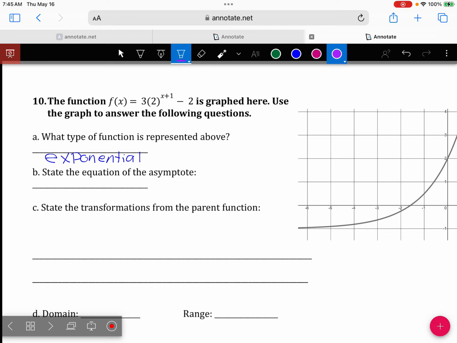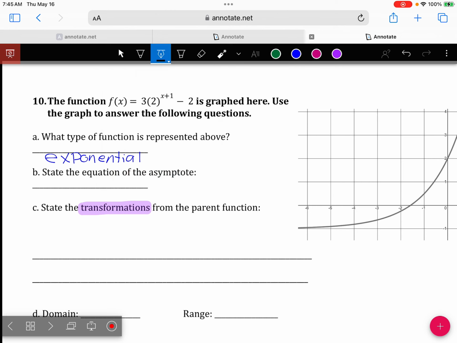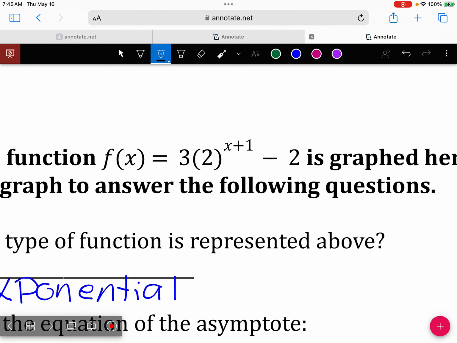Looking at this exponential here, I'm going to pop over b for a second because I want us to identify our transformations first. That will help with b. But that means I need to know my transformation form. And for an exponential function, I'm going to write our transformation form up here. So we're going to have our f of x, that's our a times b to the x minus h plus k.